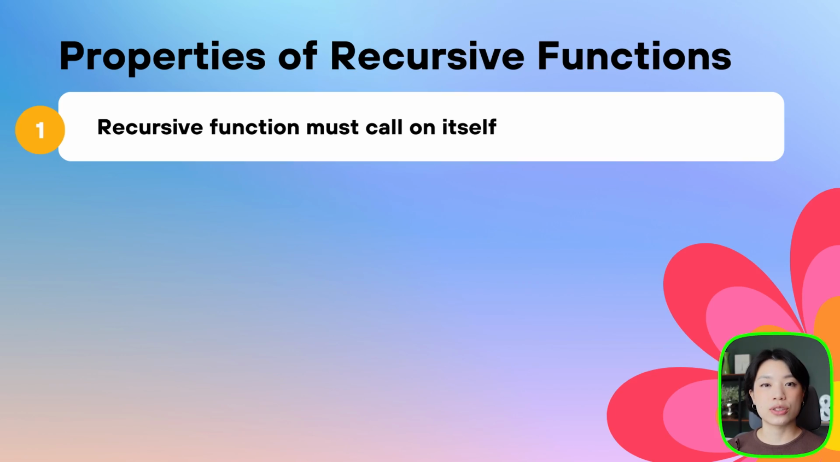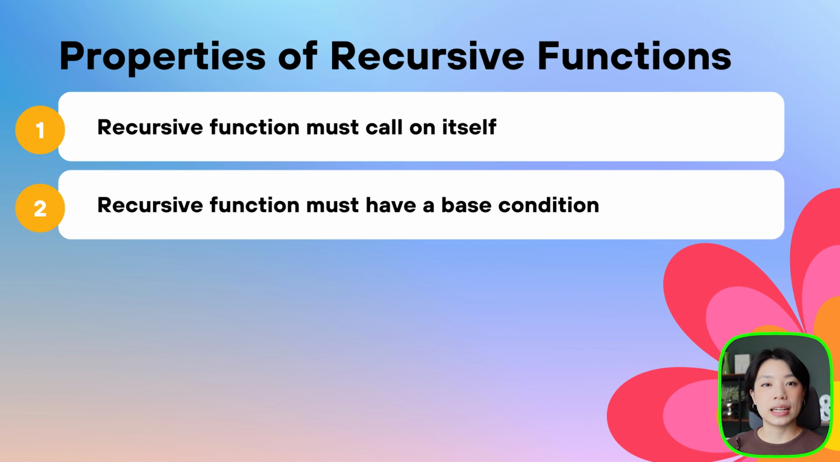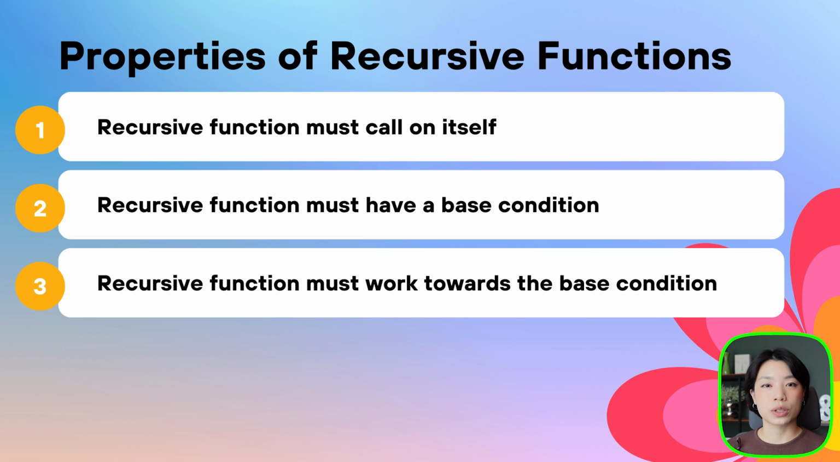Since we'll be using recursion to construct the Hilbert curve, let's review the 3 main properties of a recursive algorithm. First, it needs to call on itself. Second, it needs to have a base condition at which, once reached, we exit out of this recursive function. And third, it needs to work towards this base condition so that we ensure that we exit out of this recursive function eventually.